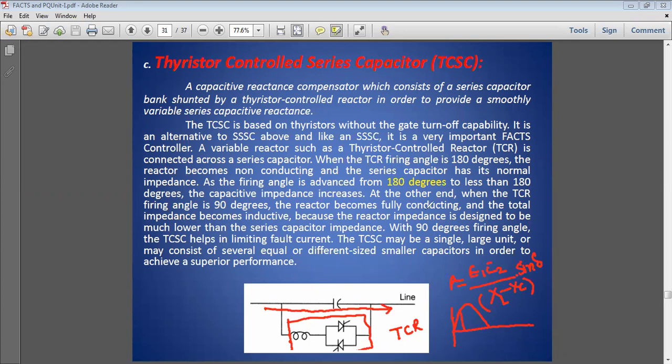The series capacitor has its normal impedance, whatever the capacitor value is, and therefore P is equal to E1 E2 over XL minus XC. Now here we want to change the value of XC as per the requirement. That XC can be changed with the help of the change in firing angle and the controlling of the thyristor controlled reactor. So this is how it is possible to control the capacitor which is connected in series with the transmission line for the series compensation.